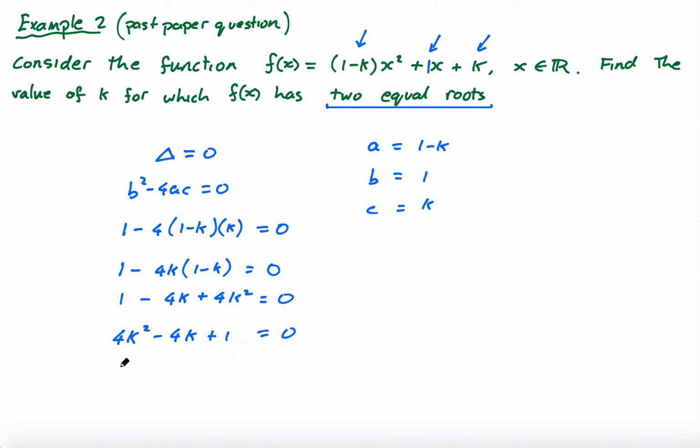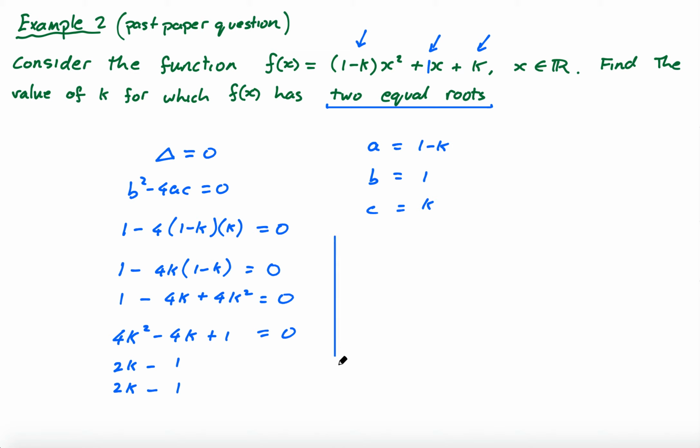I'm going to factorize this. I'm going to do this quickly. So it's 2k and 2k, and it's 1 and 1. Factors of 4k squared are 2k and 2k. Factors of 1 are 1 and 1. Both signs are the same. Both signs are negative. If you are not familiar with what I've done there, check out my lesson on factorizing.